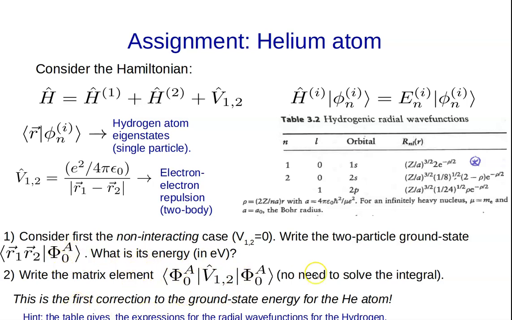And if you calculate this integral in electron volts, it is going to give you the first correction to the ground state energy of the helium atom. So this is a good quantity to know. I'm giving you the radial wave functions for the hydrogen atom, and if you have any questions, we can discuss it in class.